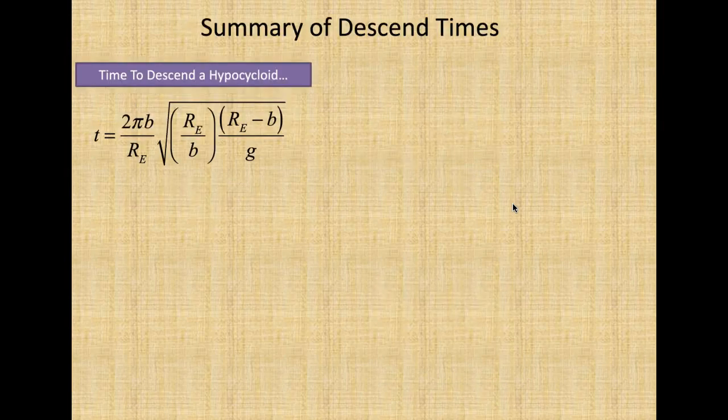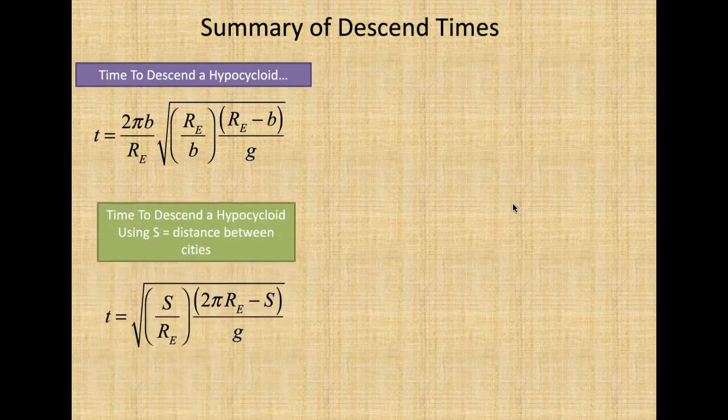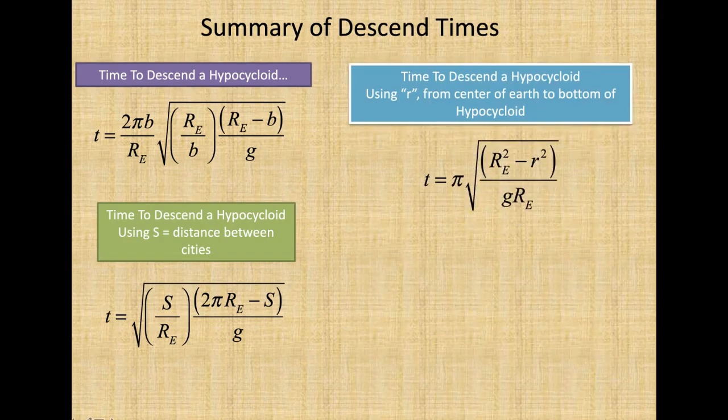So, the summary of descent times. Time to descend a hypocycloid, that was our first time. Time to descend the hypocycloid using s is our second. And time to descend the hypocycloid using small r from the center of the earth to the bottom of the hypocycloid is this equation.